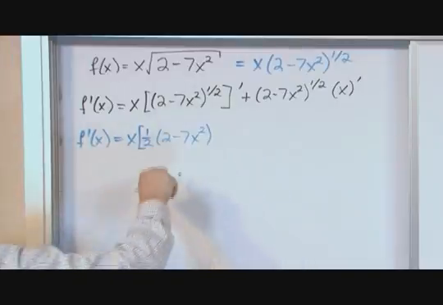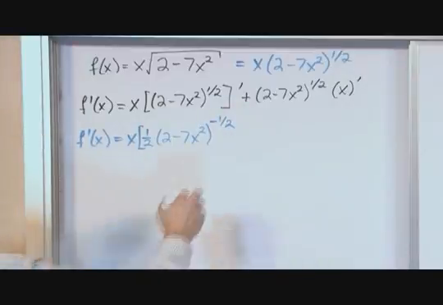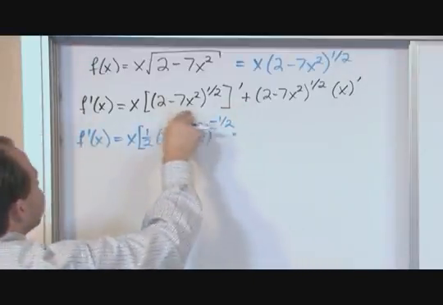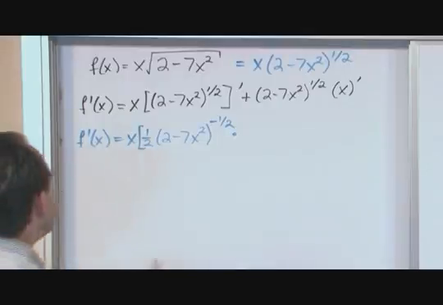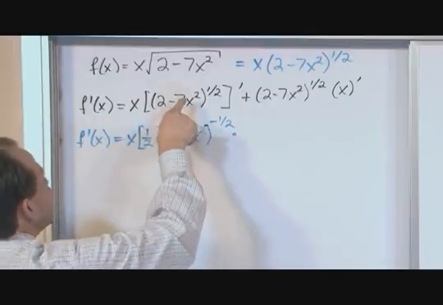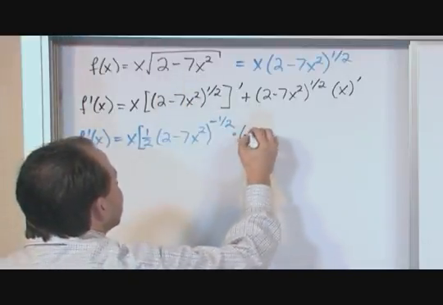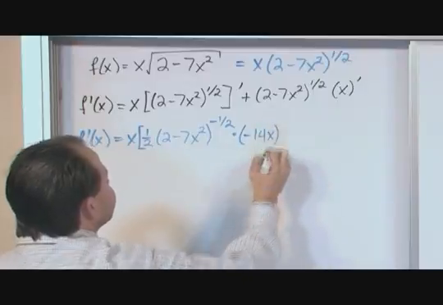We subtract 1 off the exponent, and we're going to get negative 1/2. But we can't stop there because we have to multiply by the derivative of the inside. Now this is simple enough where I'm just going to take the derivative right here. The derivative of 2 is 0. The derivative of this, 2 times 7 is 14. We have a negative, so it's negative 14x.